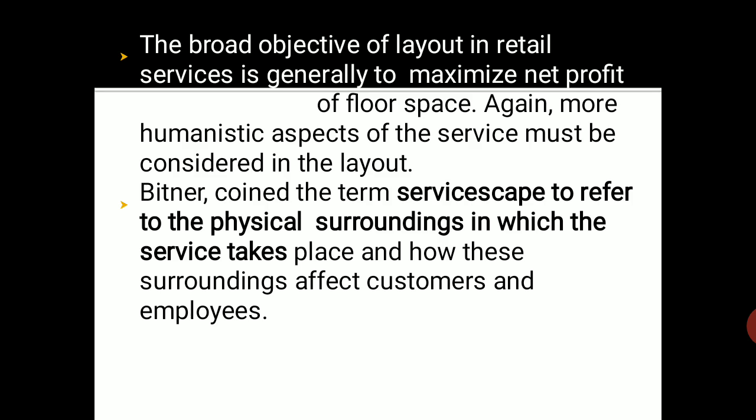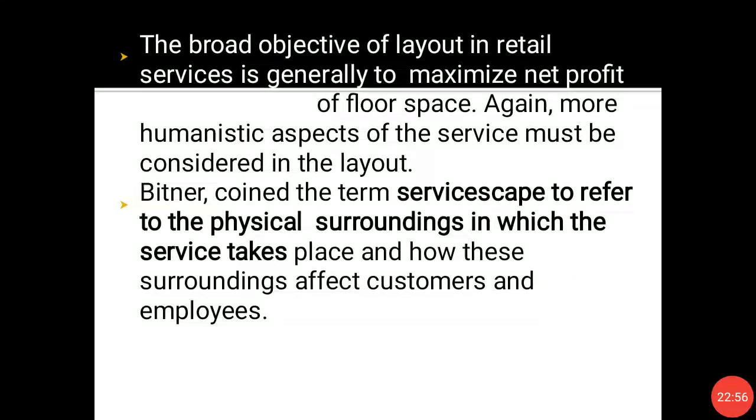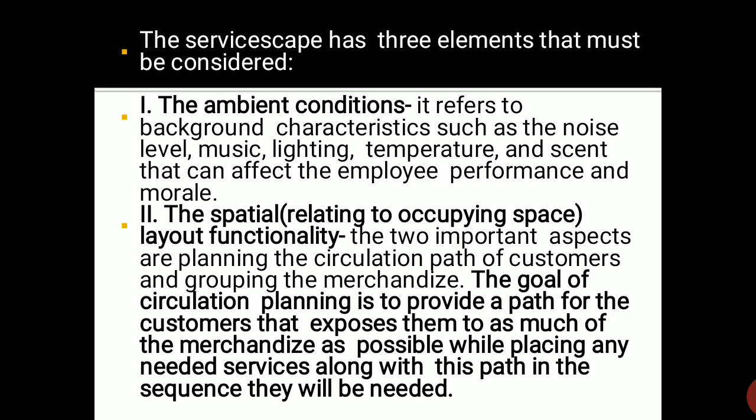That is why an expert named Bittner has coined the term servicescape to refer to the physical surroundings in which the service takes place and how this surrounding affects the customers and employees. That means Bittner is the name of a person, and he gives the idea about how physical surroundings affect the service place, and for that he has given three different aspects. Let us see, what are they?